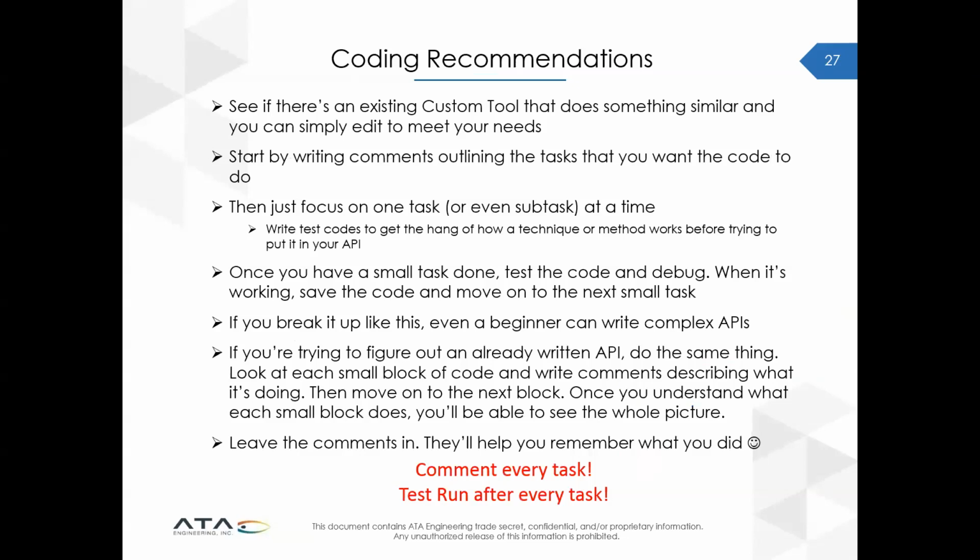So first of all, if there's something you want to do and there's a similar custom tool, go and edit it. Use what's already been done. That's the best thing to do. But regardless of whether you're starting new or adding in, start by just writing comments. Again, use that apostrophe to write a comment line that outlines what you want your code to do. So just comments of, hey, do this step, then do that step, just like our examples had.